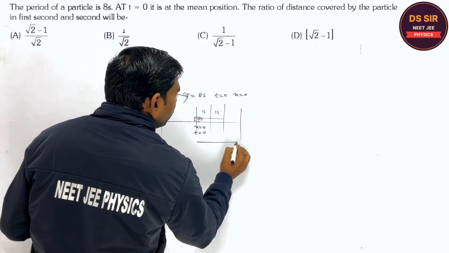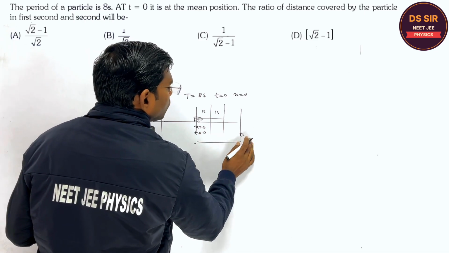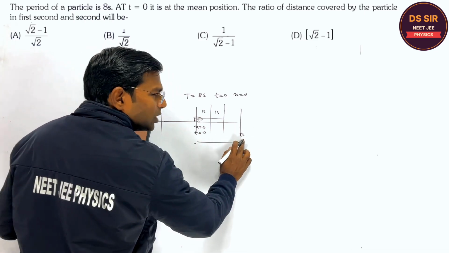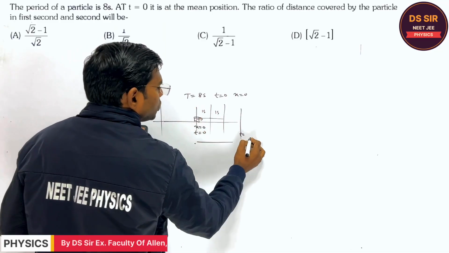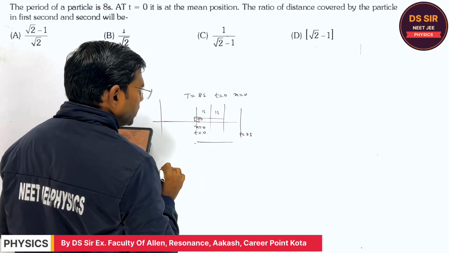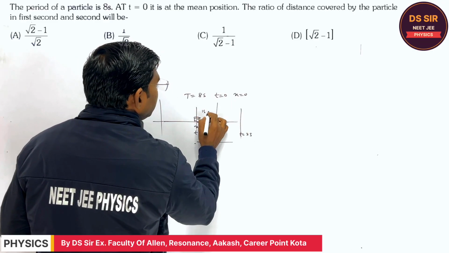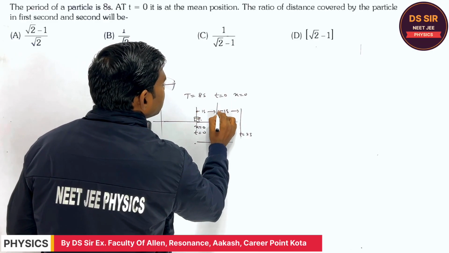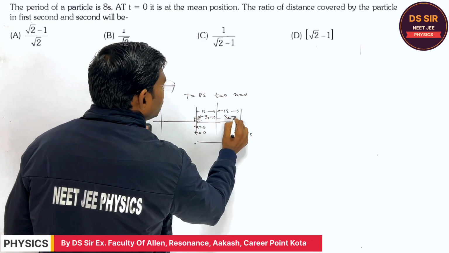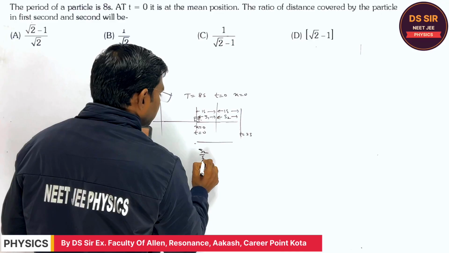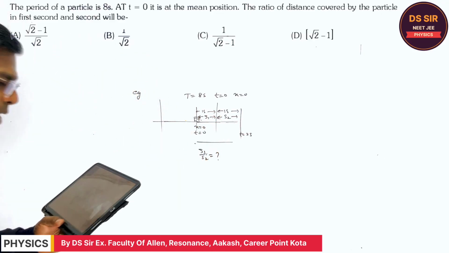And what is the total time from here to here? This is t equal to 0 to t equal to what? The total time is 2 seconds. It means this is 1 second, this is another 1 second. So they are asking the distance S1 and S2 and the ratio of S1 and S2. Copy this.